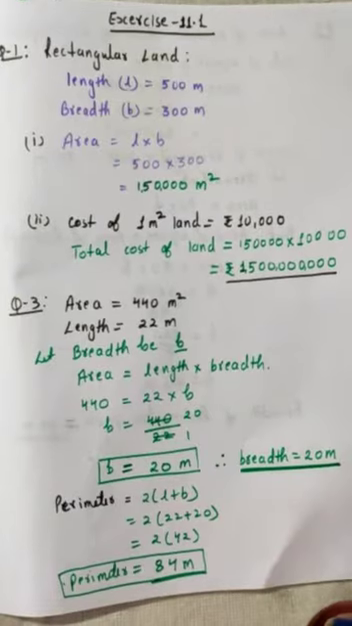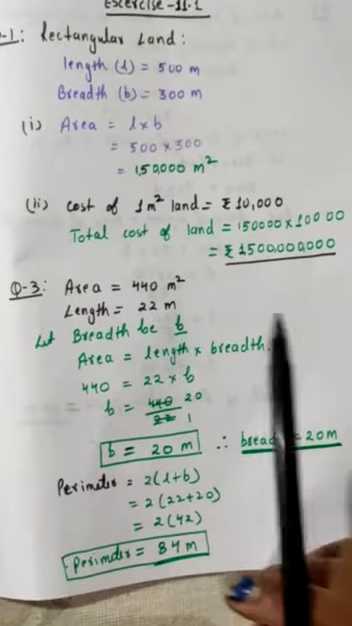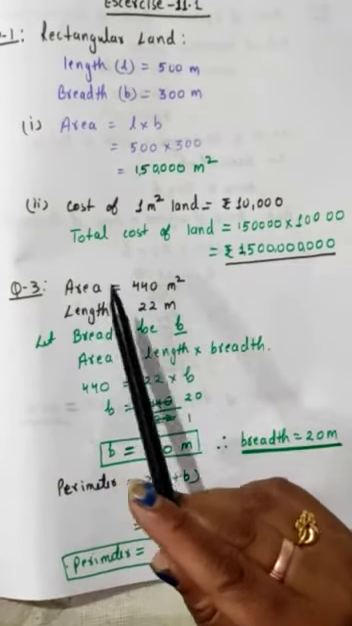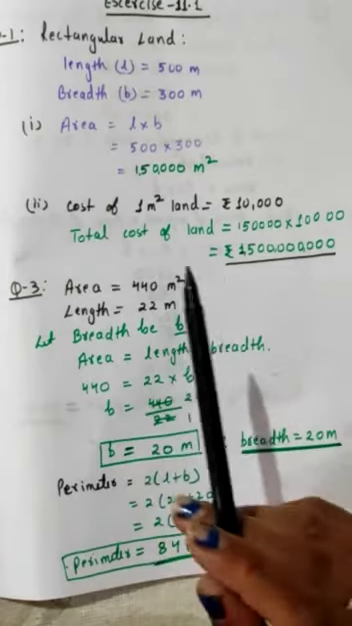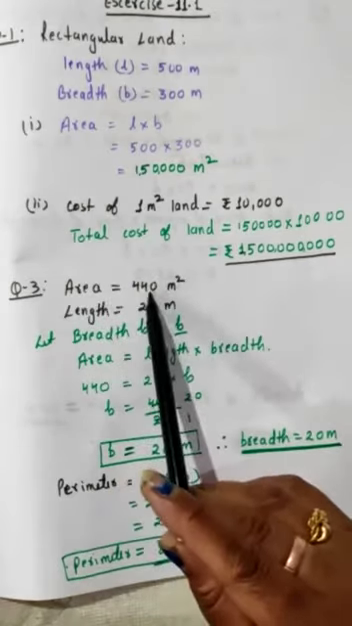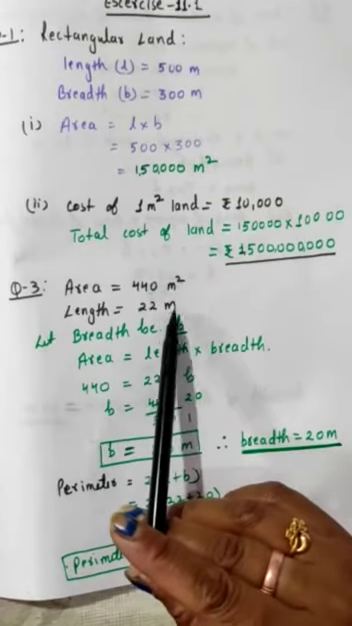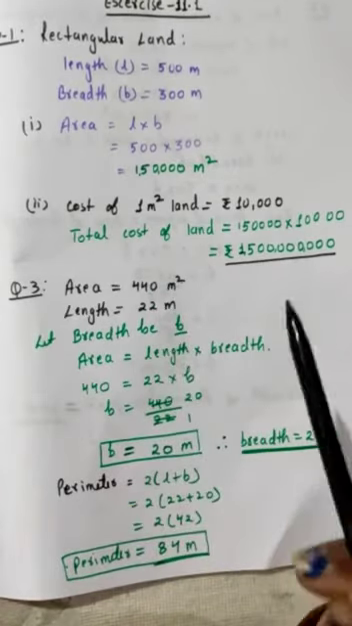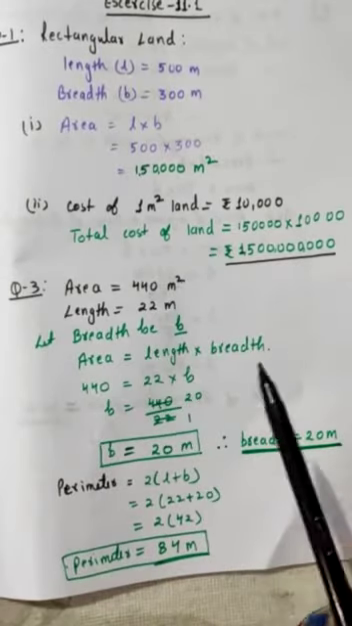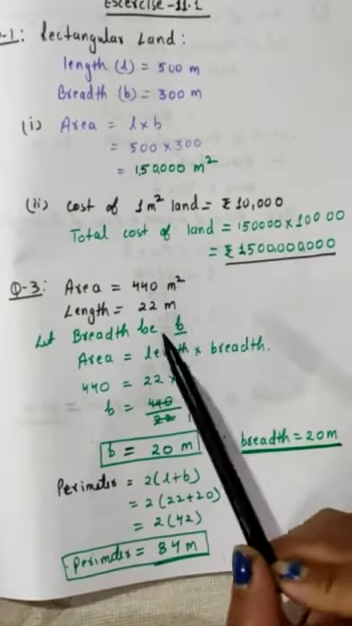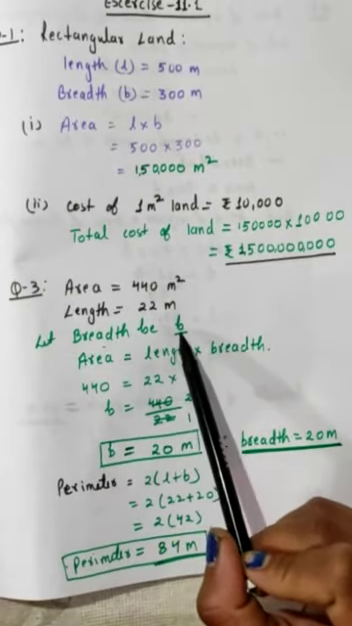Now we are going to do the third question. In the third question, area is given to you as 440 meter square. You have again a rectangular plot whose area is 440 meter square and its length is 22 meter. So you have to find its breadth first and then the perimeter of that rectangular land. To find the perimeter, obviously you need B. So let breadth, or you can say width, be B.